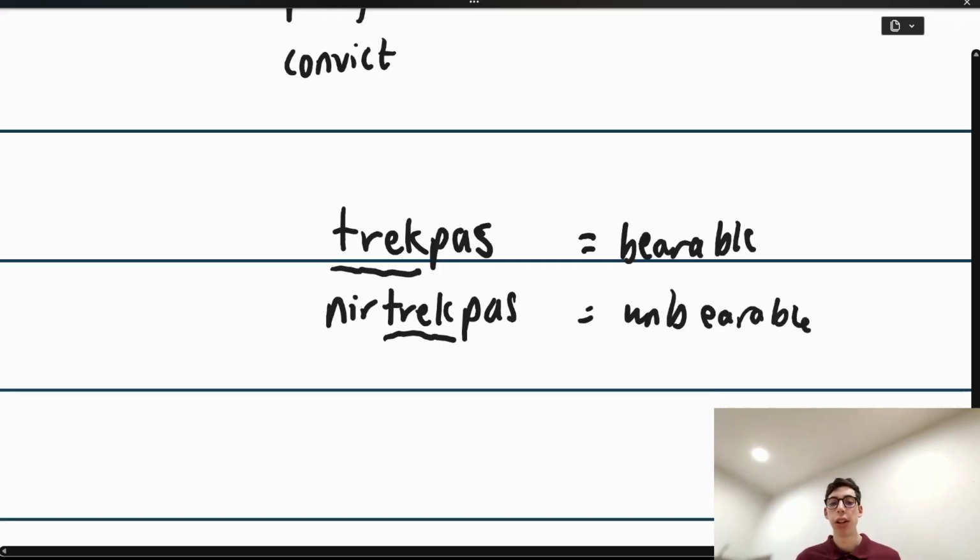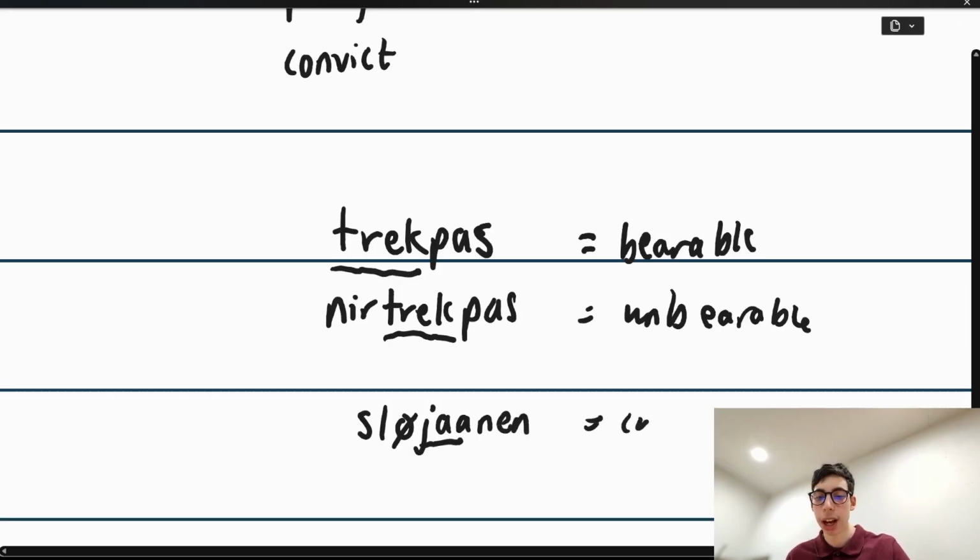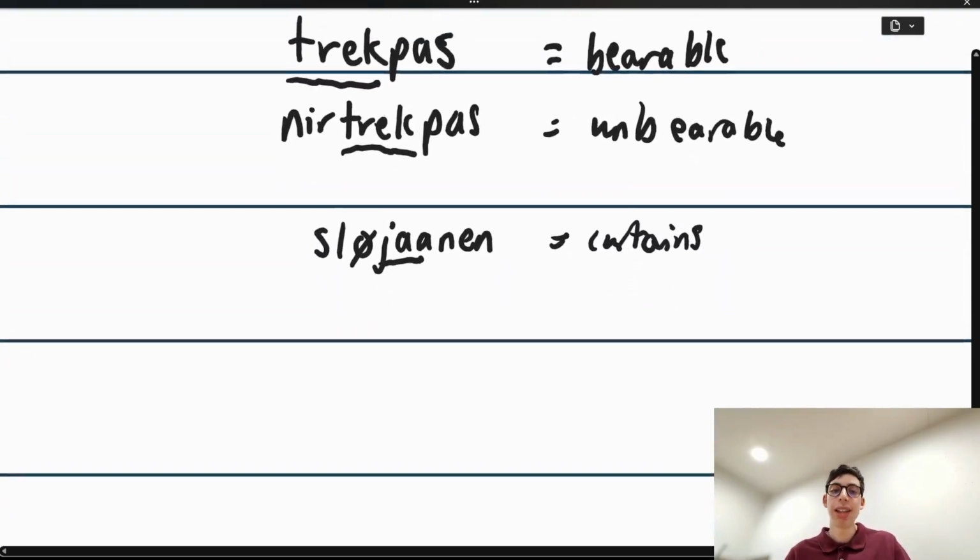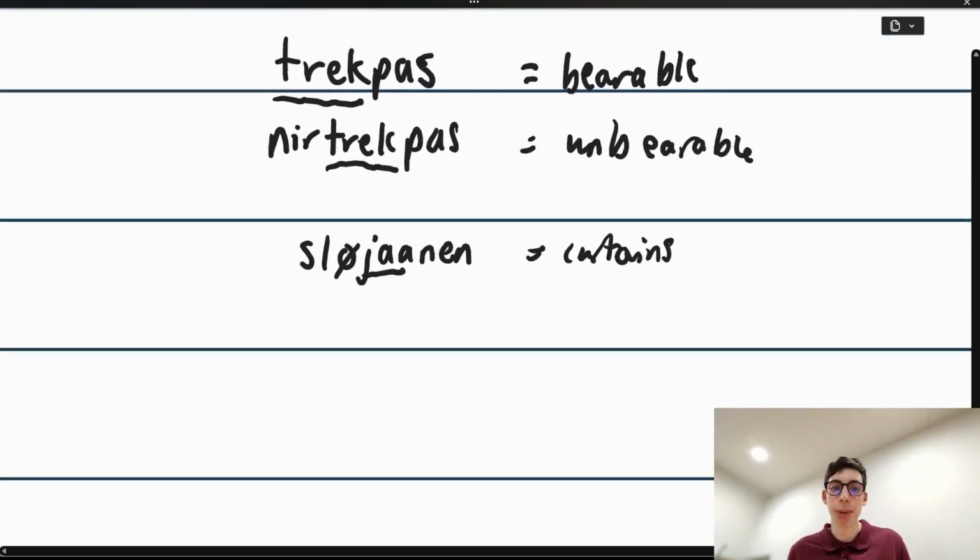And in my third example, which will be slujanen, the second syllable is stressed. And this means curtains, right? Probably less useful, but if you're talking about curtains, I guess you can use slujanen, right? And this is a bit of a difficult word to say, which is why I'm introducing it. So we're going to start.